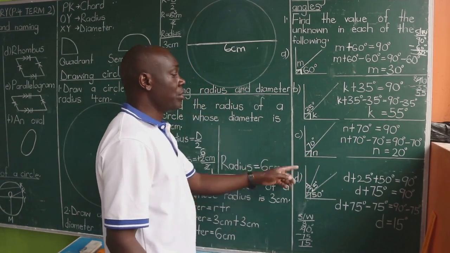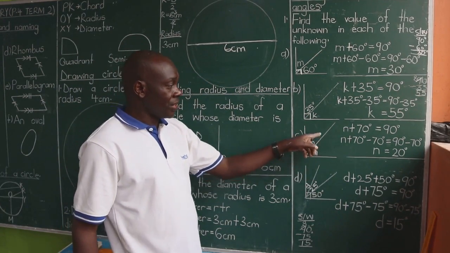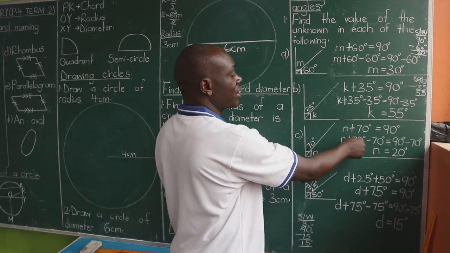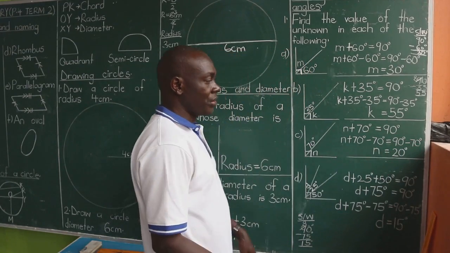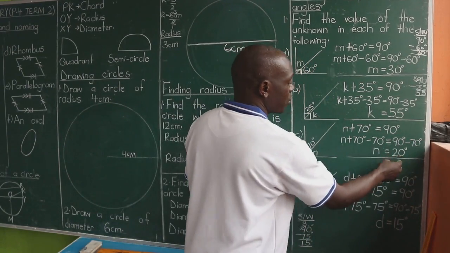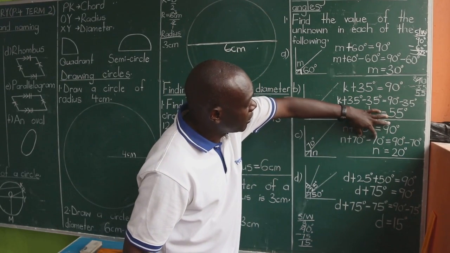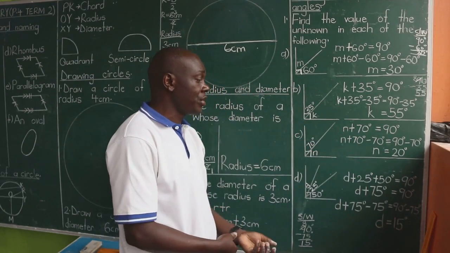Do the same, angles on a right angle add up to 90 degrees. That's n plus 70 degrees, like you see, equals 90 degrees. Doing the same way, n plus 70 degrees minus 70 degrees equals 90 degrees minus 70 degrees. Where 90 minus 70 we get 20 degrees. This side will remain with only n, because 70 minus 70 is a 0. So we have n only, so n equals 20 degrees.